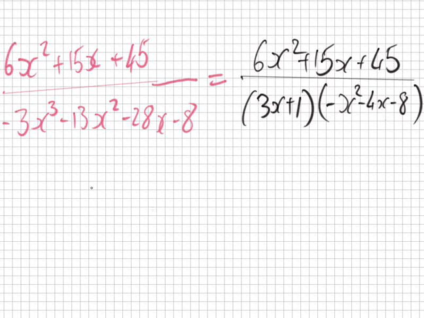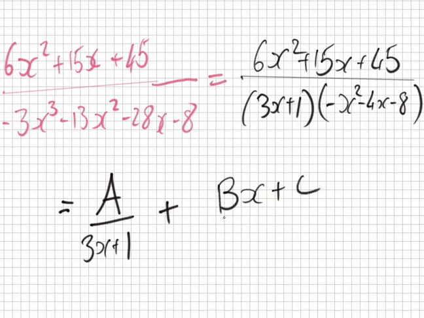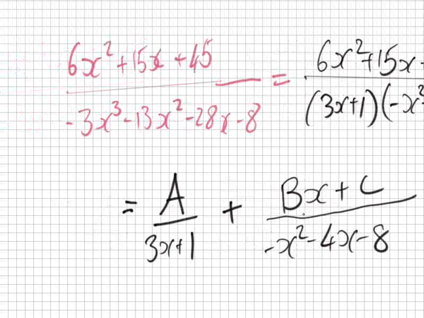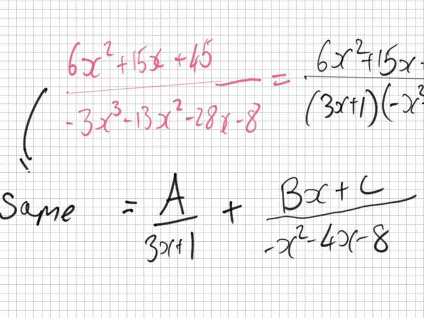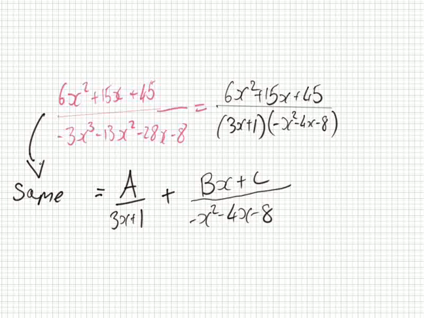Now I need to write in the A's, the B's, the C's. So I suppose the answer will equal, so what do we think now? A over 3x plus 1 plus bx plus c over minus x squared minus 4x minus 8. Very good. And I'll just write the same here, just to save space and time. Yeah, just the same thing goes down.